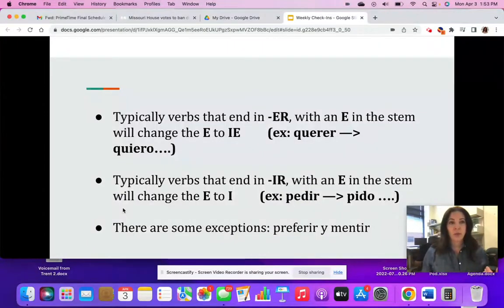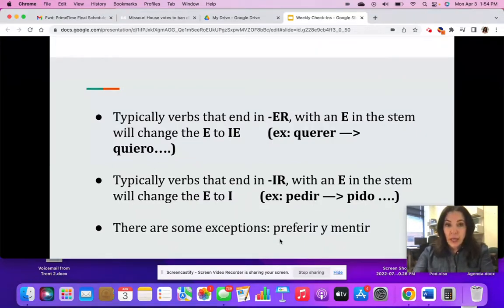How do you know if it's going to be E to IE or E to I? So the way to tell that is that verbs that end in ER with an E in the stem will change the E to IE. For example, as we saw, querer. And then if the verb has an E in the stem, but it is an IR verb, then that E will change to I. For example, pedir. Pedir, this E, it's an IR verb, so the E will change to I. Pido, pides, pide, pedimos, piden.